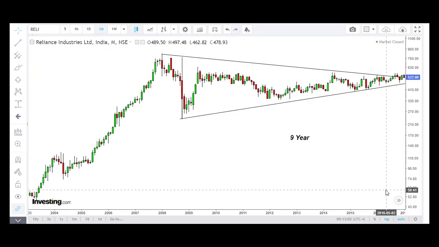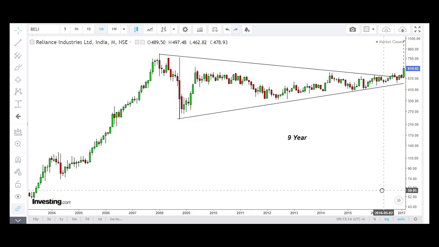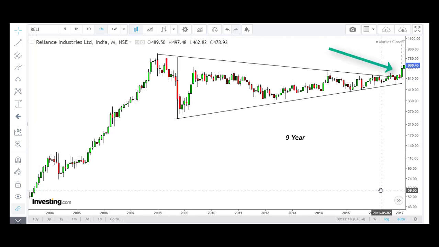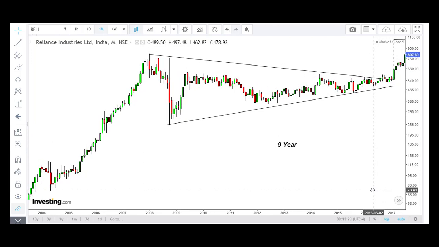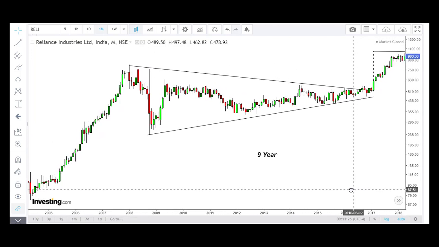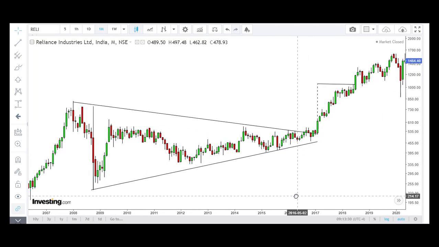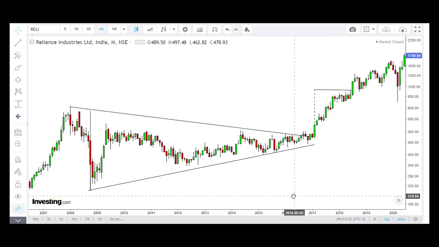The stock now visible on your screen is Reliance Industries. I have drawn a symmetrical triangle on the stock. The stock was in symmetry for almost 9 years. Now let's see how this stock performed. The stock breaks out of the pattern in early 2017. The target of the stock comes around 1050 levels. The stock not only reaches the target but moves way past our estimated target, reaching all-time highs, giving nearly 250% return in the last 3.5 years.